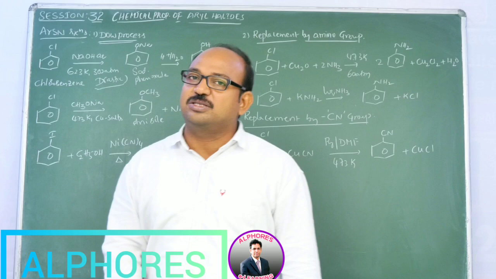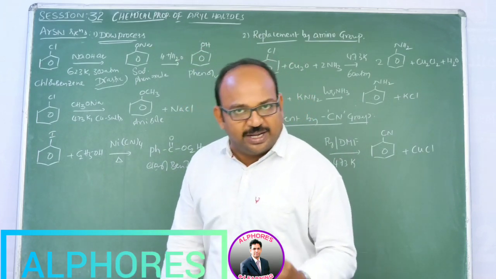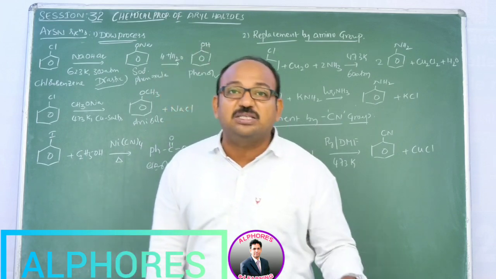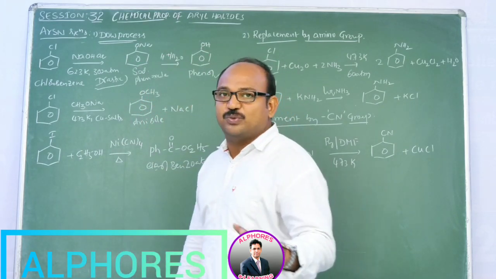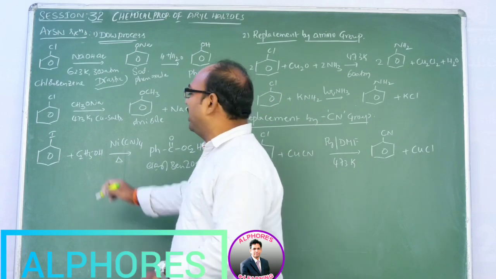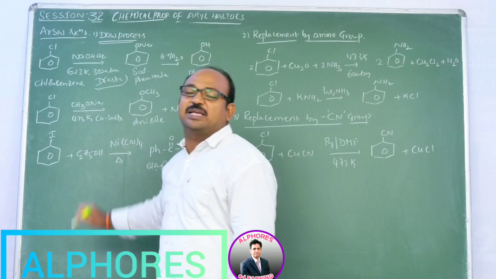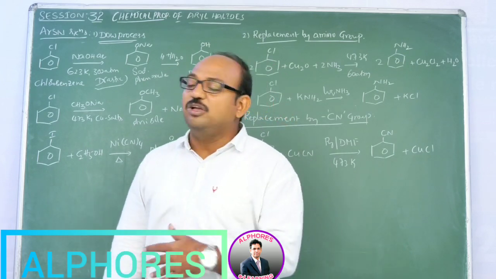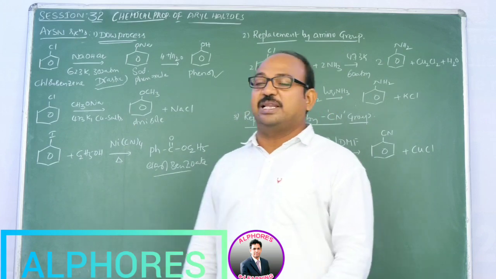Cyanobenzene upon hydrolysis: cyanides upon hydrolysis we learned give carboxylic acid. Upon partial hydrolysis we get amides, and complete hydrolysis gives carboxylic acid. Benzoic acid upon reaction with ethyl alcohol gives ethyl benzoate. This is an ester. Ethyl benzoate is an ester.